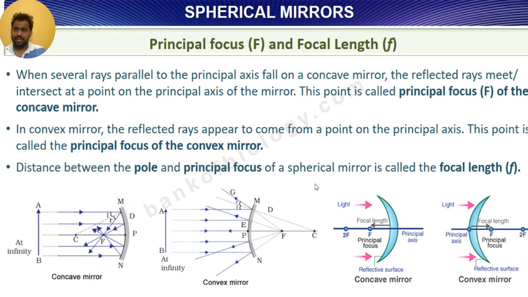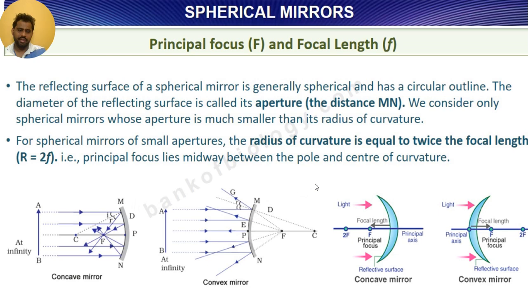I hope it is clear till here, and I hope students are understanding the reflection. Now there is another thing we have to understand, the relation between the radius of curvature and the focal length. That also we'll understand.